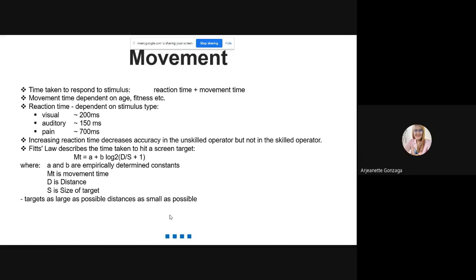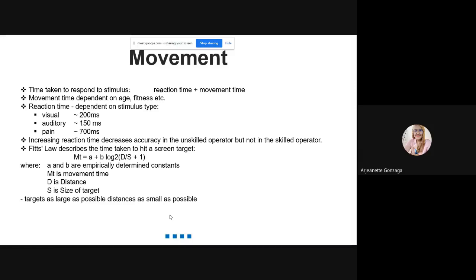Sa visual, we have 20 ms. Sa auditory, we have 150 and sa pain, we have 700. Okay. So increasing reaction time decreases accuracy in the unskilled operator but not in the skilled operator. Fitts' law describes the time taken to hit a screen target.